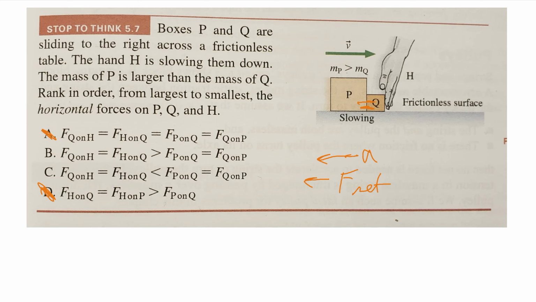Okay, now we can think about the rest of the answer. F net is to the left. So FQ on H and FH on Q, is that going to be greater than or less than FP on Q and FQ on P? It'll be greater than. The answer is B. You got to think about the F net. You got to think about the acceleration. That will dictate.